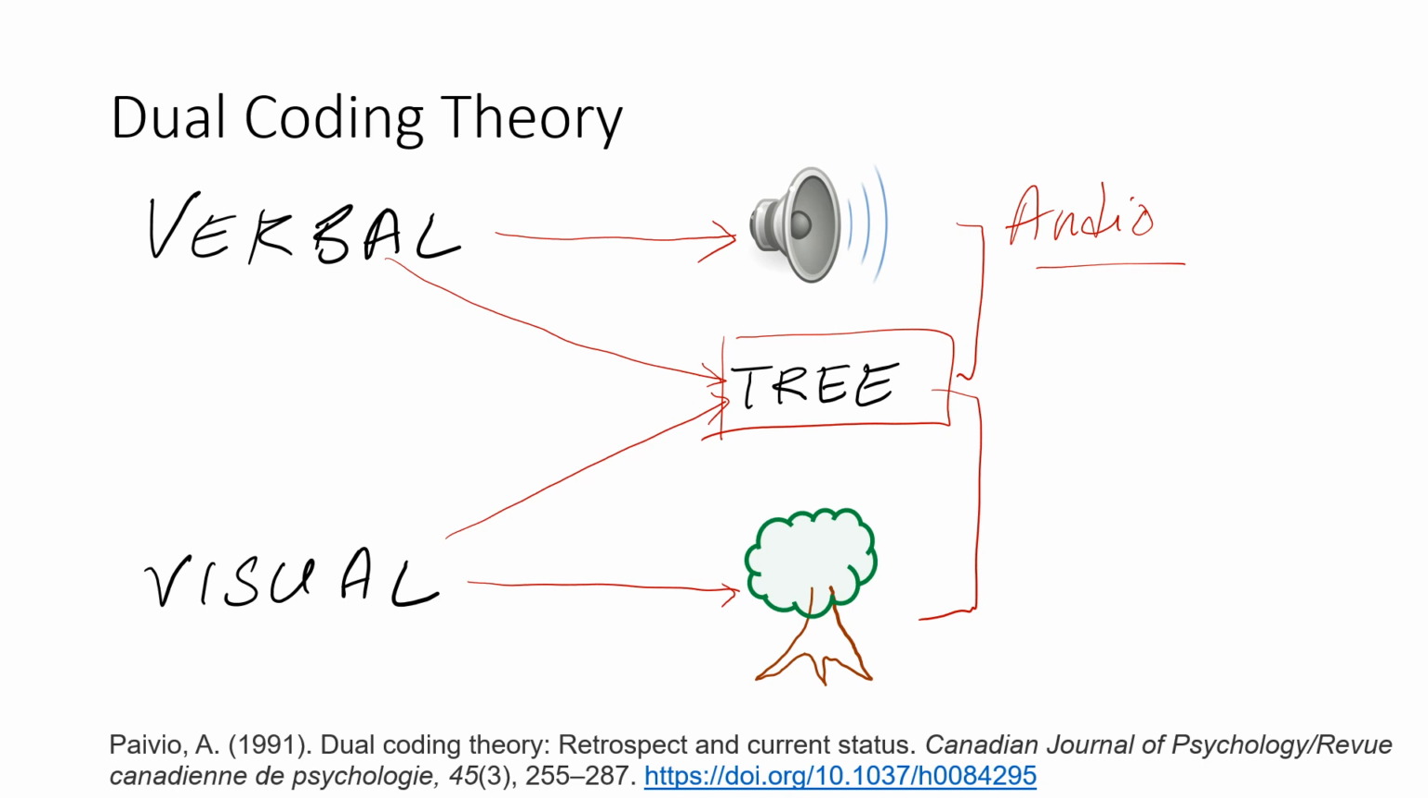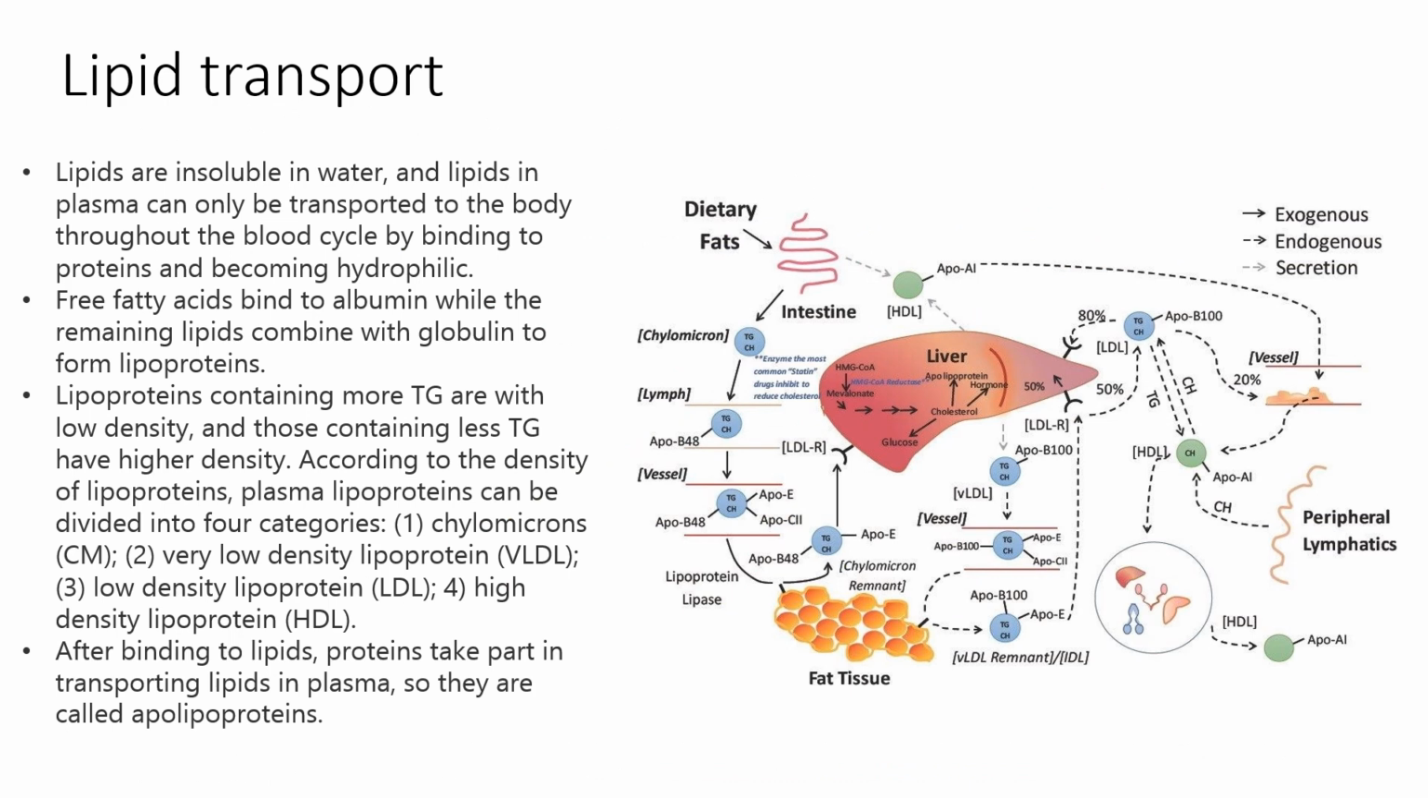And this is something that is very important in how you present data and how you present your slides. And we shall see that in the next few slides. Now that you have reviewed the concepts of cognitive load and dual coding theory, you can recognize why this slide is bad. Imagine a professor teaching lipid transport, and they cram everything they can into this one slide.